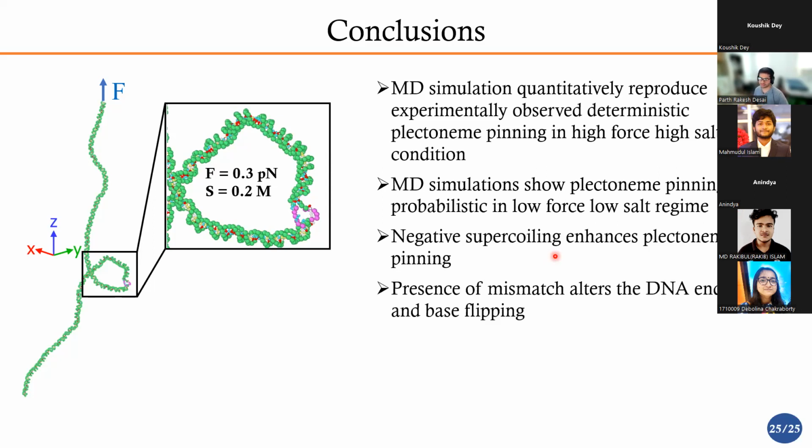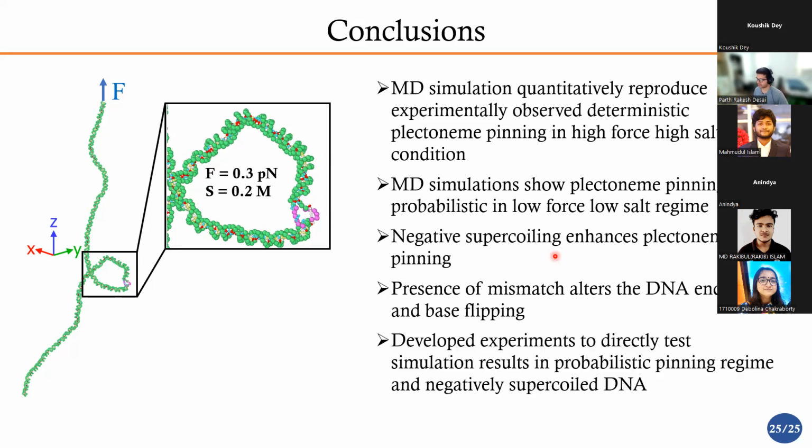And we've shown that the presence of mismatch affects how easy it is to bind, how easy it is to bend at the end loop, and then how easy it is to flip out the DNA base pairs. And then we are developing new experimental methods to rigorously test our simulation work.